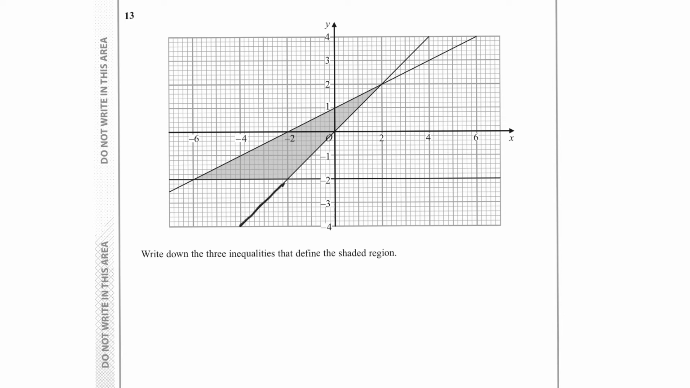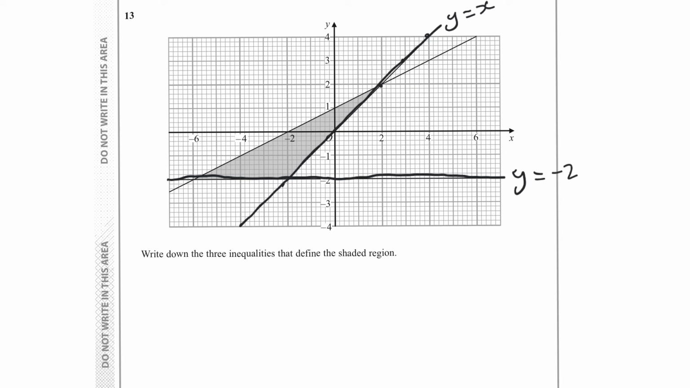So if we have a look at this one first, if you look at all the points on this line, the x and the y values are the same. So I know that that one is y equals x. If we look at this other horizontal line where it's crossing y equals minus 2, I know that the line is y equals minus 2.